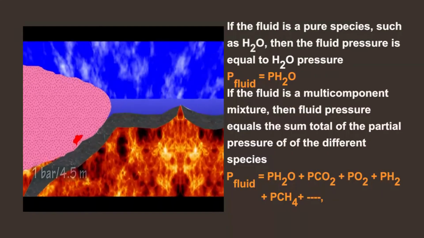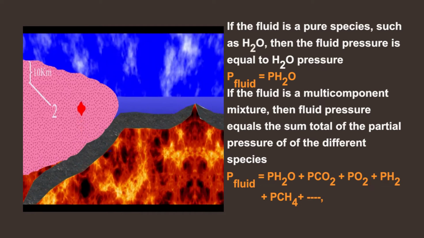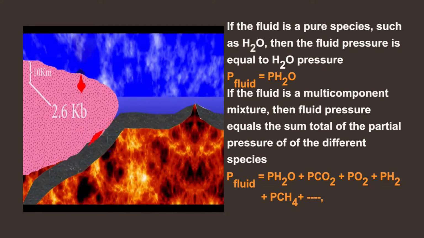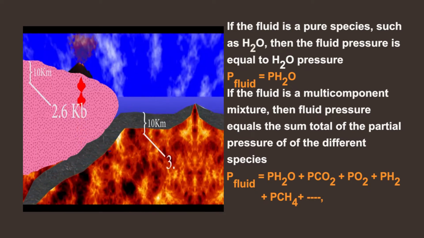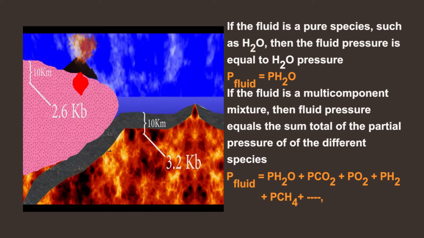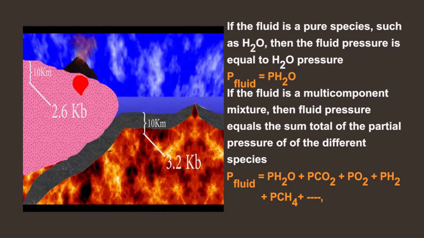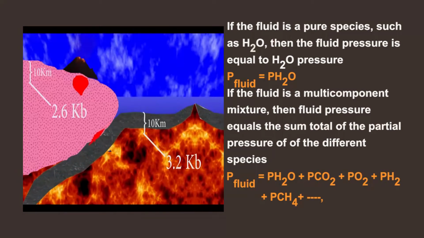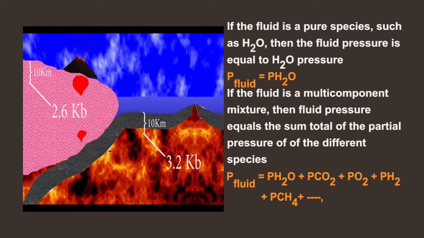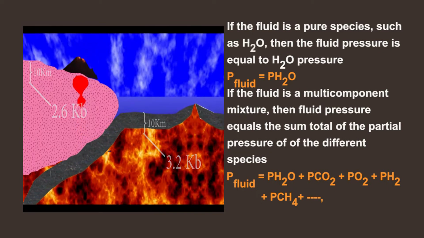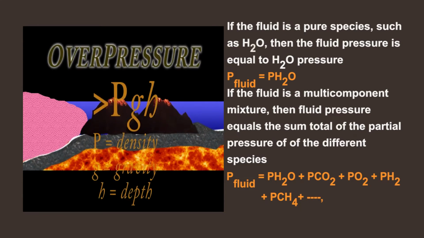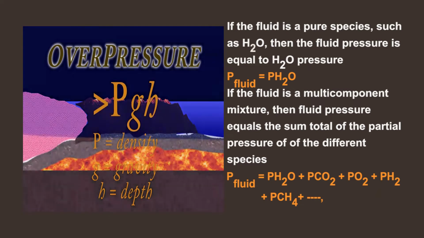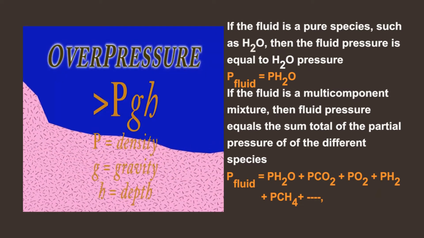If the fluid is a pure species such as H2O, then the fluid pressure is equal to P H2O; P fluid equals P H2O. If the fluid is a multi-component mixture, then fluid pressure equals the sum total of the partial pressures of the different species, like P fluid equals P H2O plus P CO2 plus PO2 plus PS2 plus PCH4 plus etc.